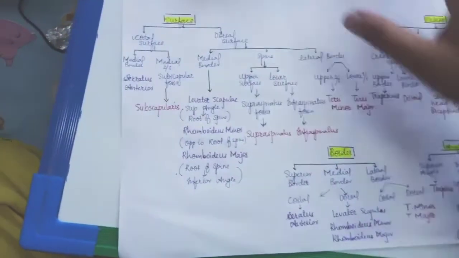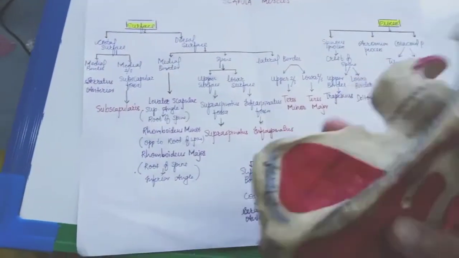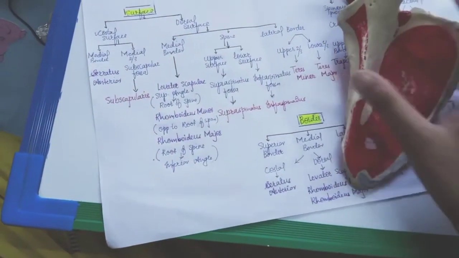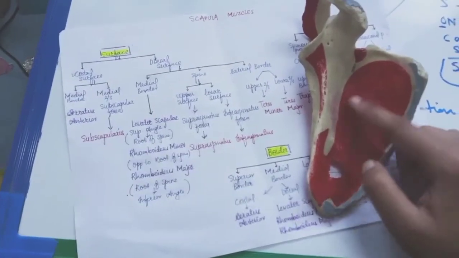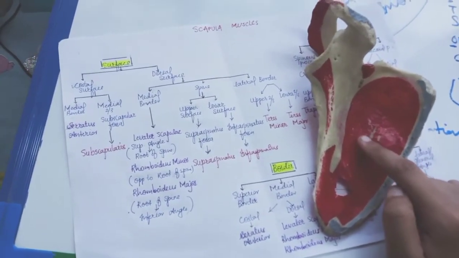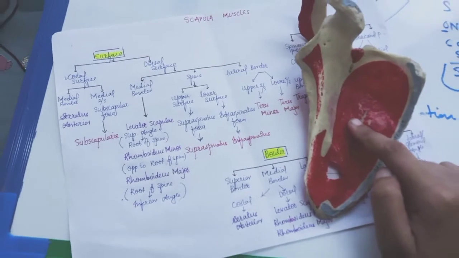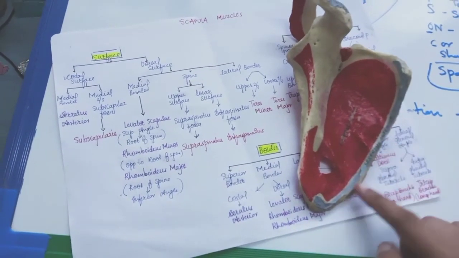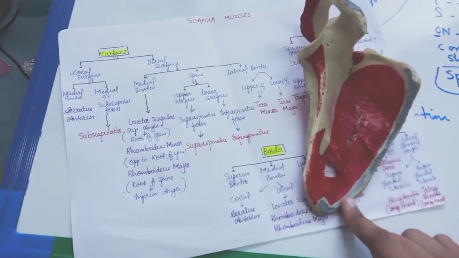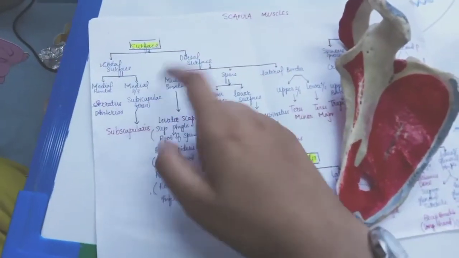And now the detailed muscle insertion and origin. This one is costal surface and this one is dorsal surface. This is subscapularis. Subscapularis arises from the medial 2/3 of the subscapular fossa. And this one is the serratus anterior. Serratus anterior is inserted along the medial border of the costal surface. Then the dorsal surface.